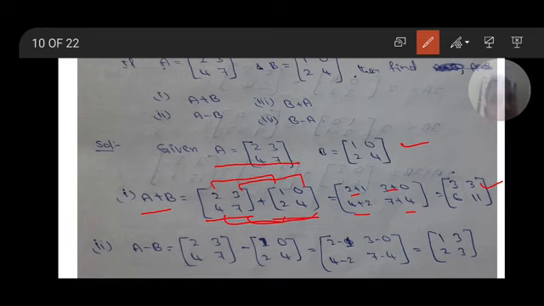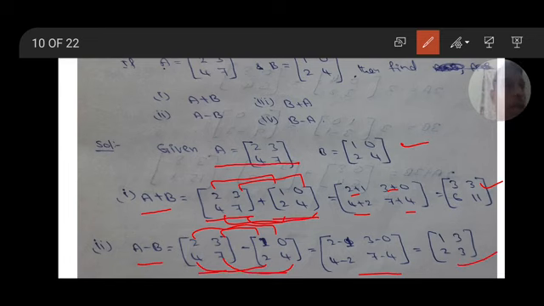That is the answer. Next, A minus B. A matrix 2, 3, 4, 7 minus B matrix 1, 0, 2, 4. Subtraction means corresponding element subtraction: 2 minus 1 is 1, 3 minus 0 is 3, 4 minus 2 is 2, 7 minus 4 is 3. That is A minus B.